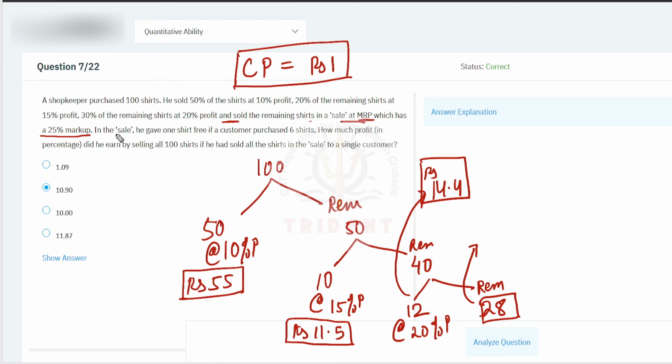Let's not make conclusions. In the sale, he gave 1 shirt free if a customer purchased 6 shirts. How much profit in percentage did he earn by selling 100 shirts if he had sold all the shirts in the sale to a single customer? What does this mean?